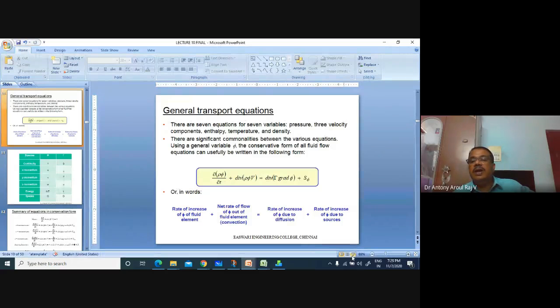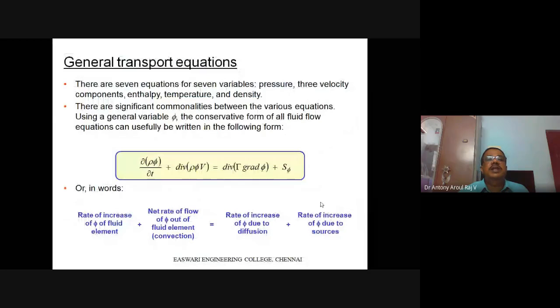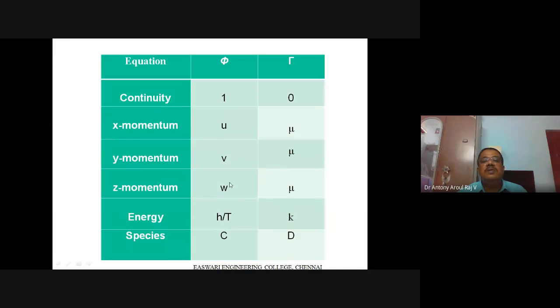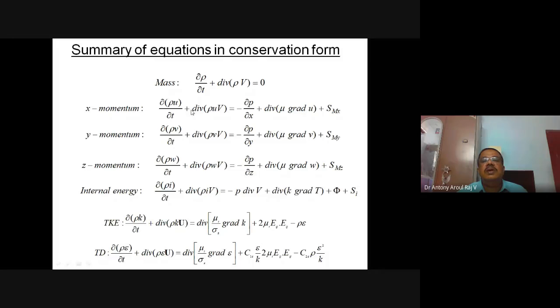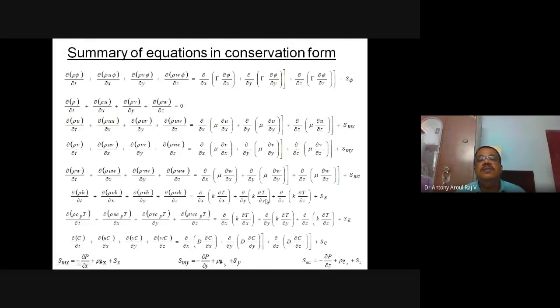Now I have this general transport equation. I substitute these values and I get these various equations. I use them for CFD, and these are all the various equations. Just now we have seen that I have the transient components, the convection components, and the diffusion components. Similarly, we have diffusion mass transfer also.